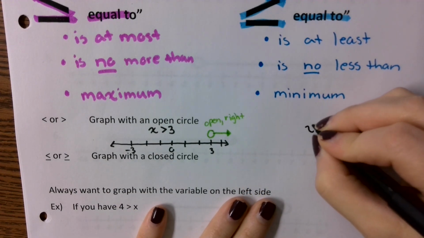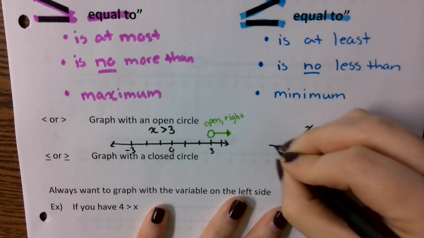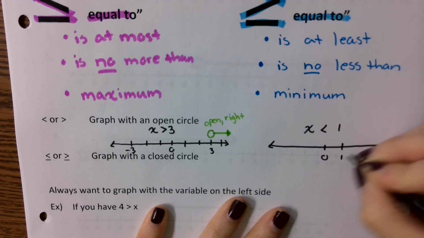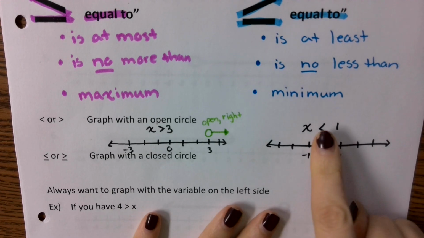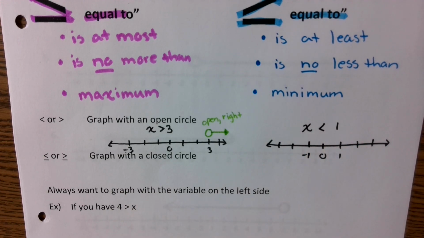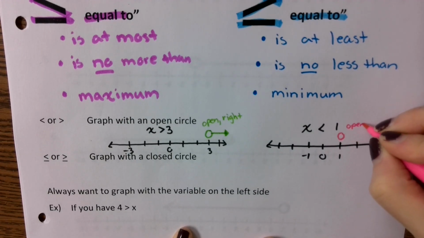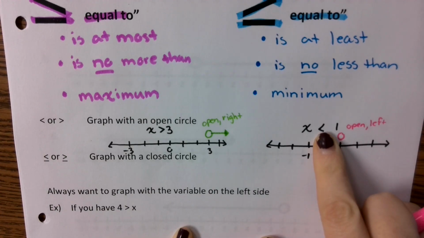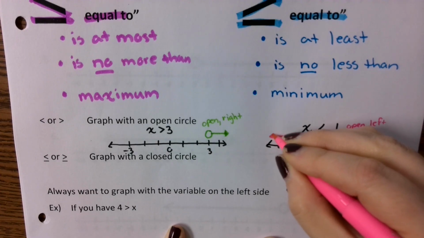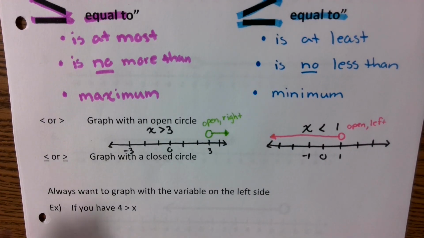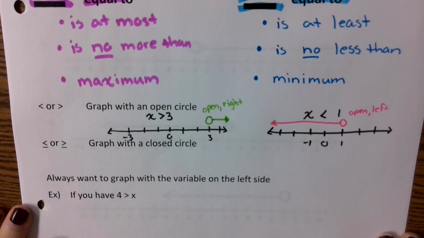If we had something like x is less than 1, then again, we have all of these values here. With x being less than 1, I would again have an open circle. It would be an open circle, but this time I would go to the left because the arrow is pointing in the lesser direction. So even though I'm starting at 1, 1 is not included as part of my solution. But everything that is smaller than the value of 1 is considered to be a possible solution for x.